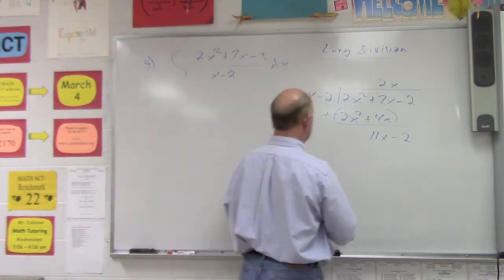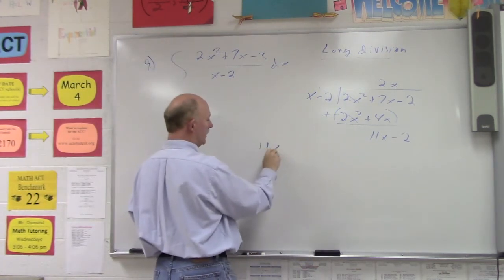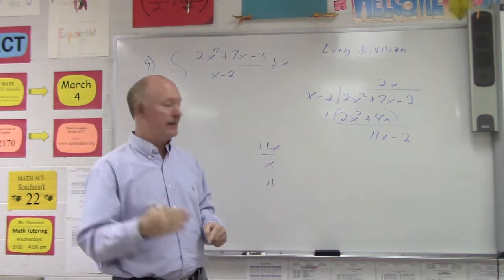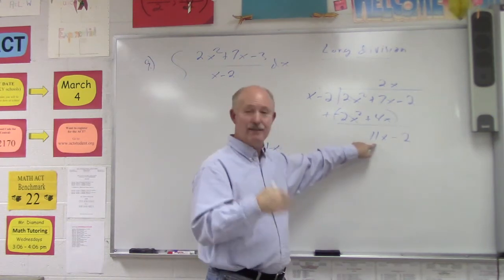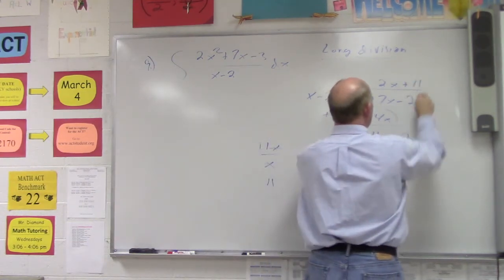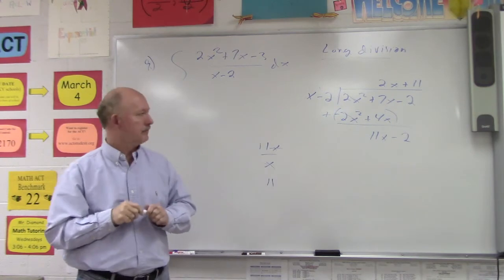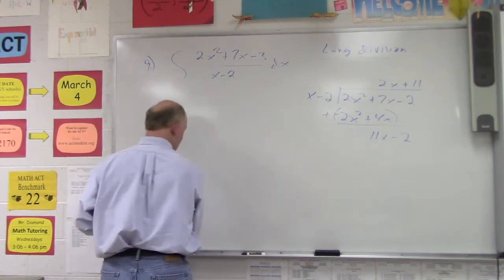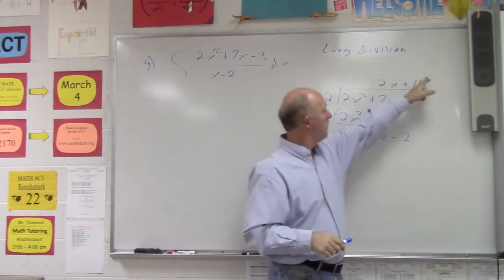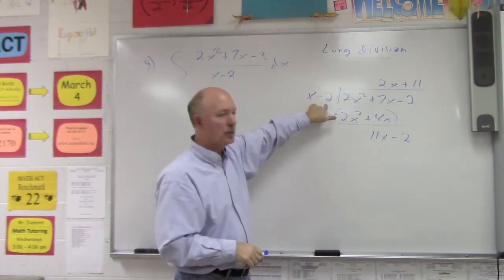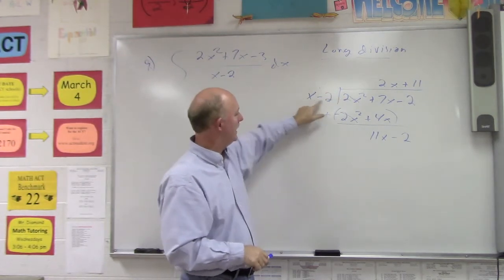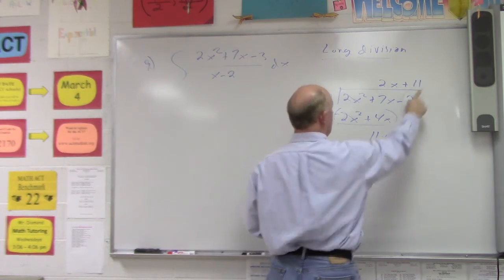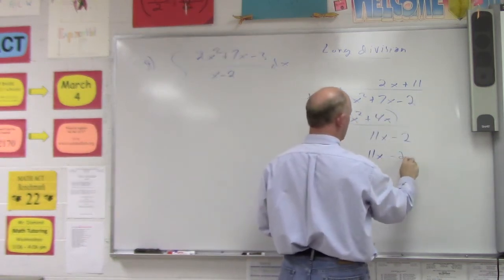x will divide into 11x. Now, think about it. 11x over x, the x's cancel out, and it gives you positive 11. So x will divide into 11x plus 11 times. So let's put that up in our quotient there. Okay. Now we've got to multiply the 11 to both terms in our divisor. So we have to multiply the 11 to the x and the minus 2. So 11 times x gives us 11x. 11 times negative 2 is negative 22.